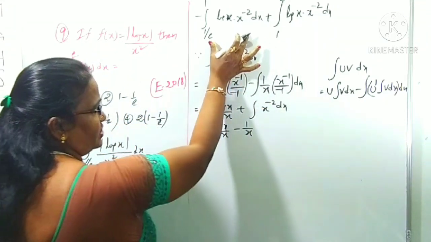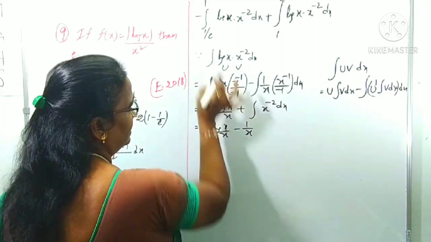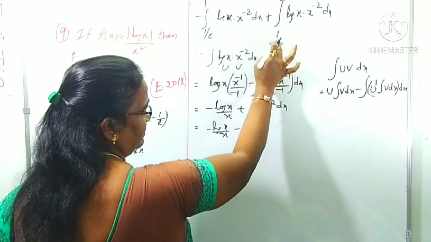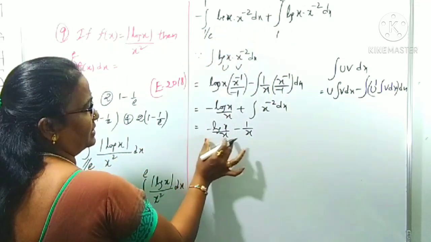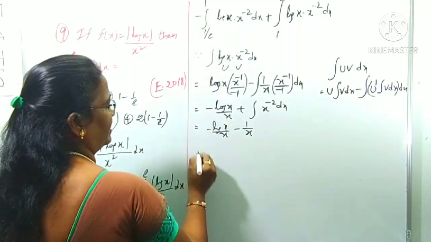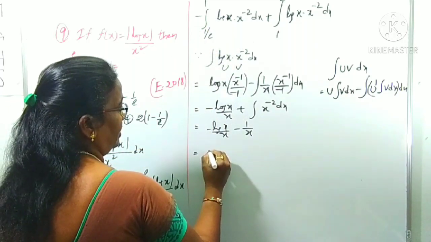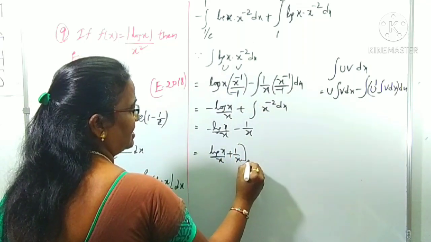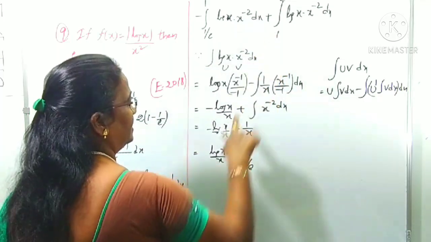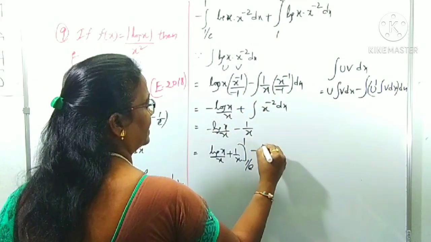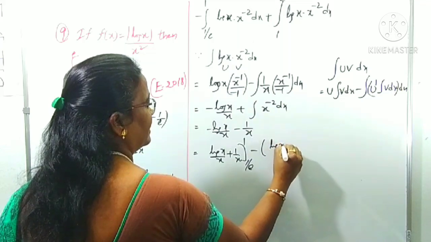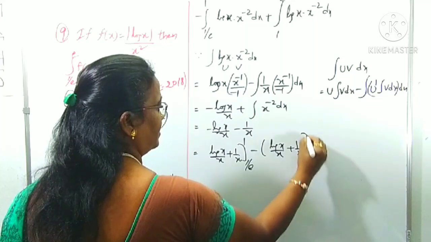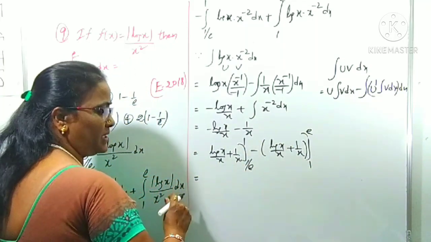Now for the first function, we can use this one between the limits 1 by e to 1. For the second function also we can use this, but the limits are 1 to e. Here I am substituting. Minus is already there, so minus or minus plus will come. Minus log x by x plus 1 by x between the limits 1 by e to 1. Now here minus is there, so you can take it as minus of log x by x plus 1 by x between the limits 1 to e, right? Now you can apply the limits carefully.